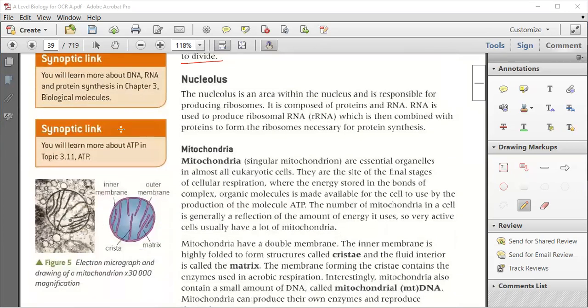Then we have the nucleolus. The nucleolus is the area within the nucleus which is responsible for the production of ribosomes. It is composed of protein and RNA. The RNA, that is rRNA, is used to produce ribosomes, and is then combined with protein to form the ribosomes necessary for protein synthesis. Is that clear?